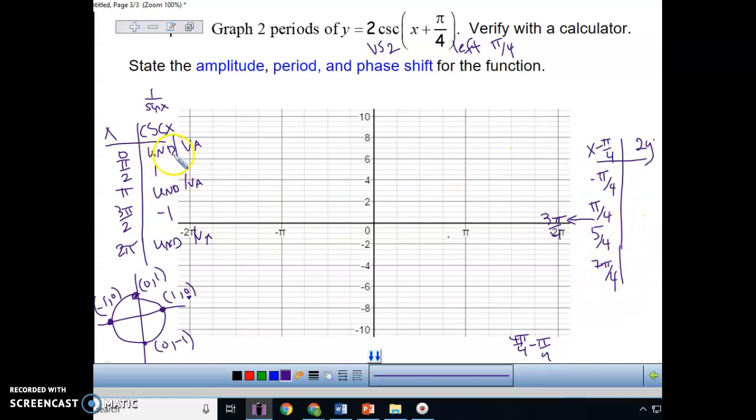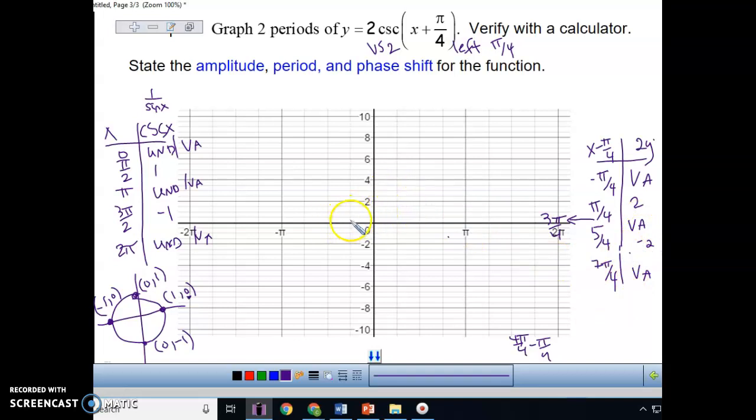You'll notice that this has no value because it's undefined, which means I'll still have a vertical asymptote at these same spots. So that'll be the first spot, the middle spot, and the last spot. And then this value at 1 will be doubled, and the same thing with -1. So now I have values that I can plot.